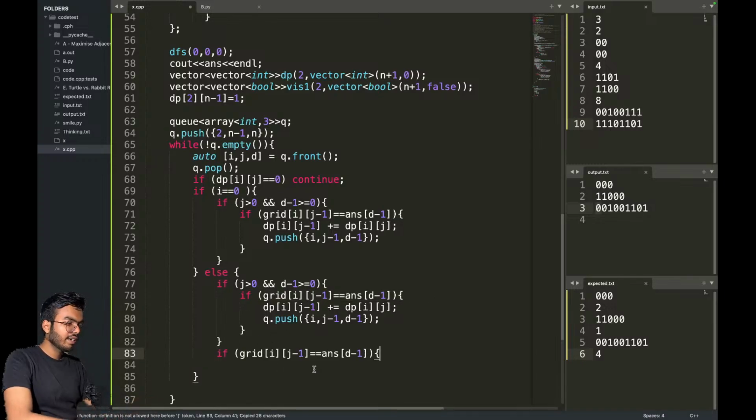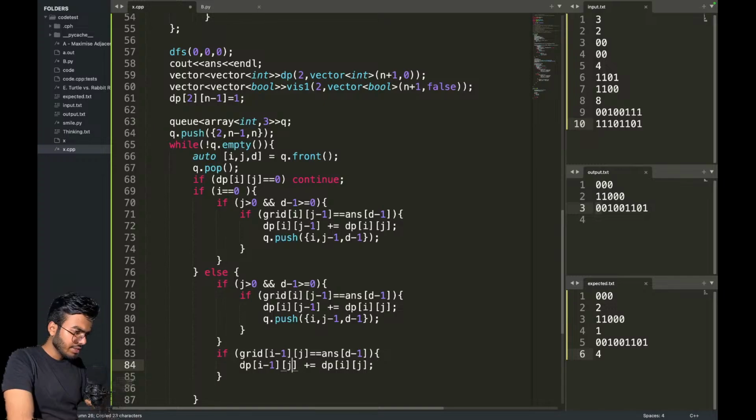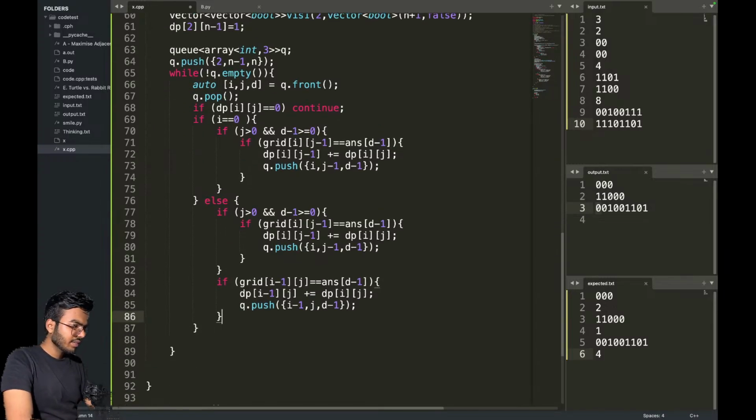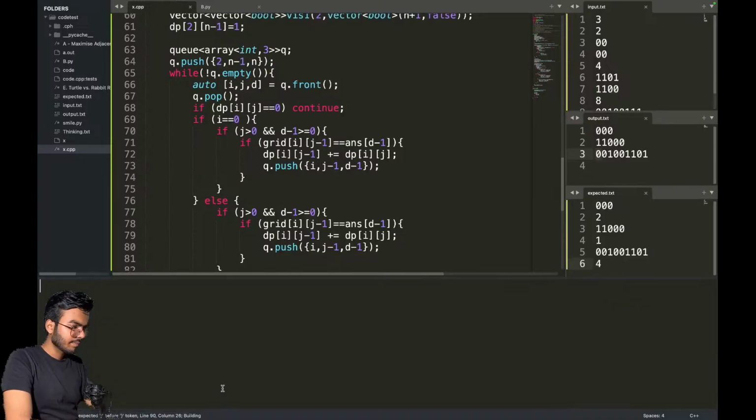So I will say there is one more case, like if grid of same j and I minus 1 equals to answer of d minus 1, then I will say dp of I minus 1 and j plus equals to dp of ij, and q dot pushback the same thing but with a twist, that is this. And once this is done, I will have to print out dp of 0 0 with a newline. Let's try to run this.